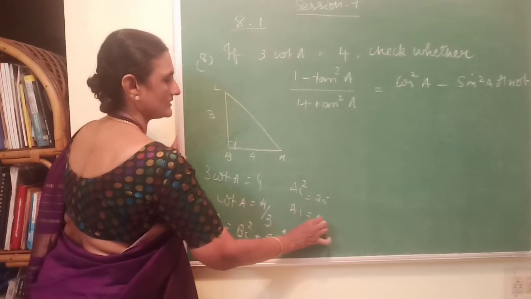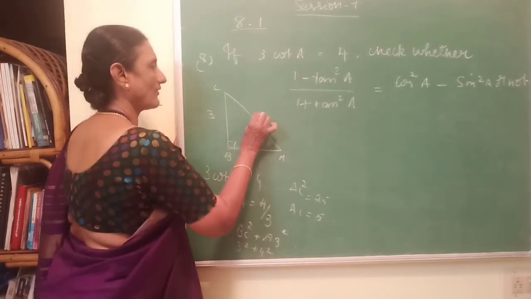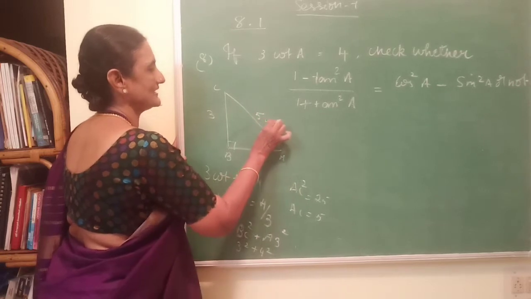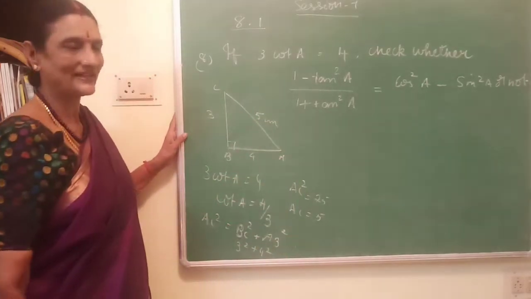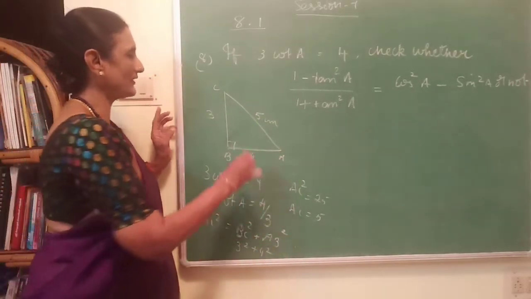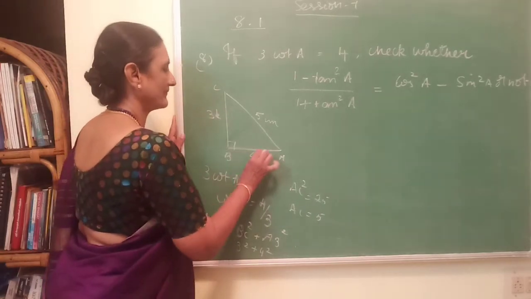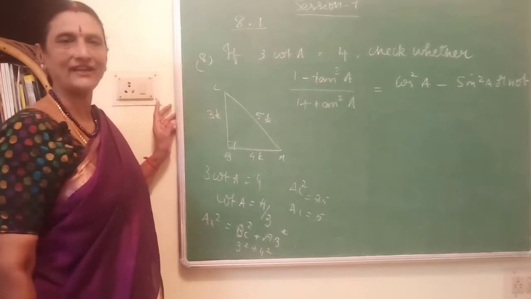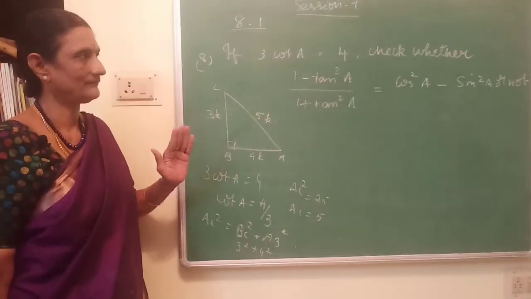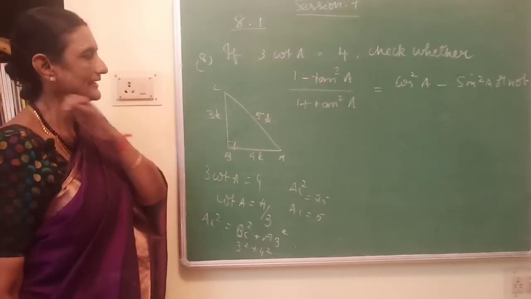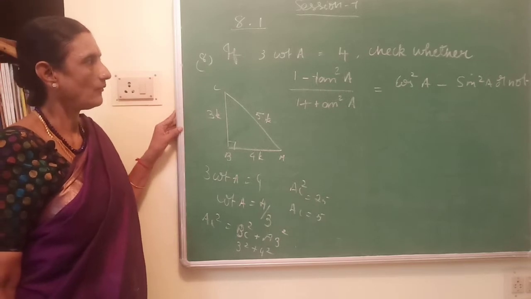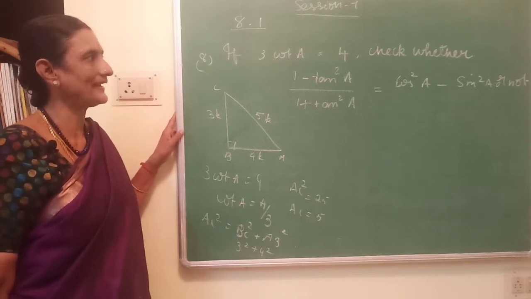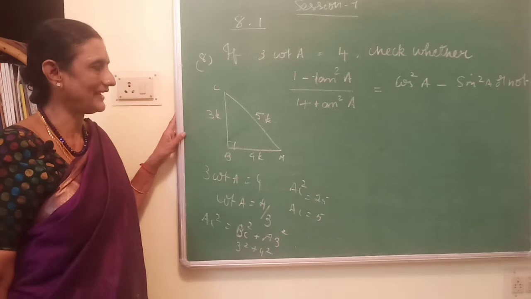AC is equal to 5. Therefore, I have got AC as 5 centimeter. Are you understanding? So, we have introduced one K here. So, 3K, 4K and 5K are the sides of this triangle. Okay. Now, let us find out what is the value of 1 minus tan square A.